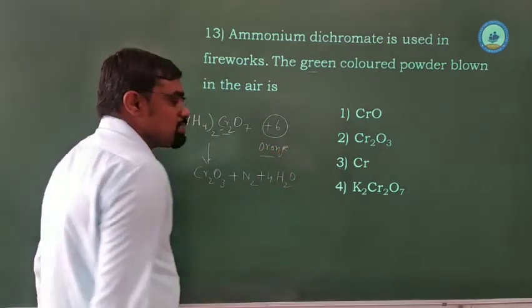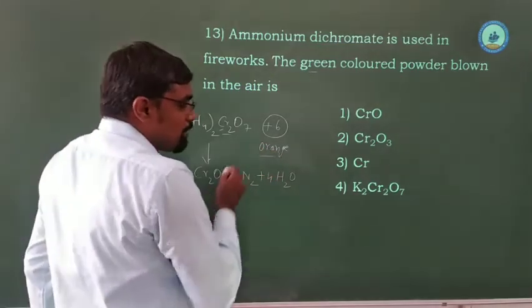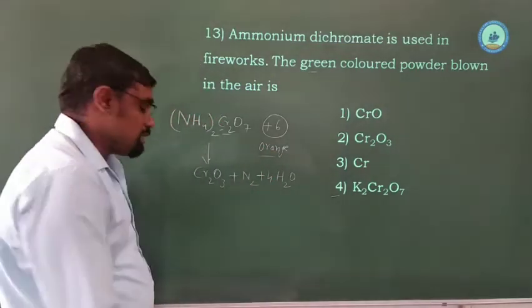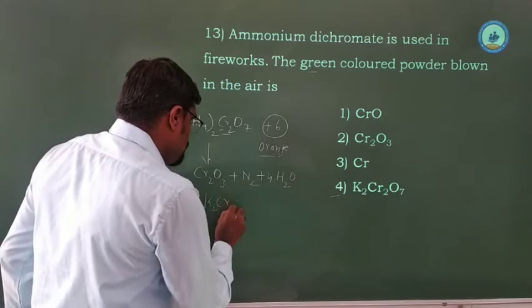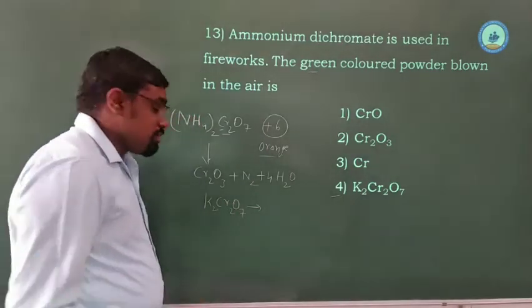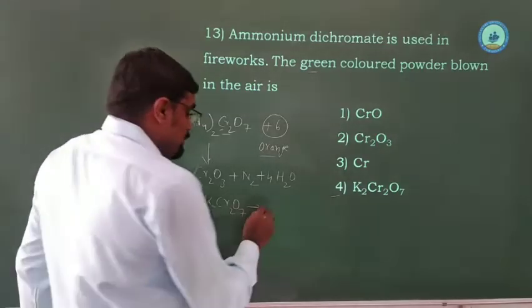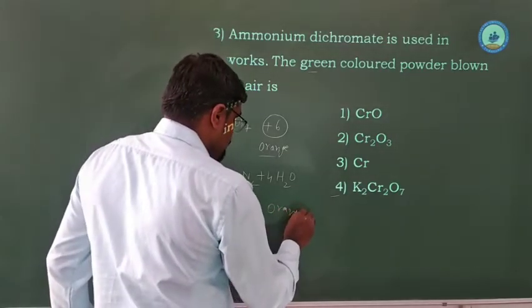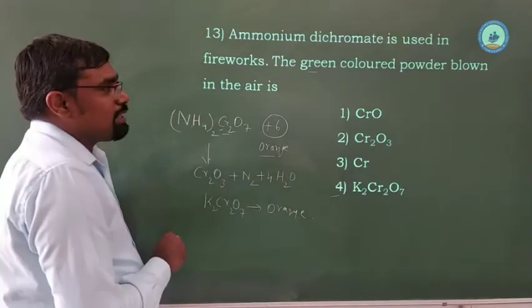Where you have seen this +6 oxidation state, that is dichromate. Here is given one dichromate, that is potassium dichromate, K2Cr2O7, which you use in the laboratory. In salt analysis, K2Cr2O7 is orange color. Then here there is that green color.